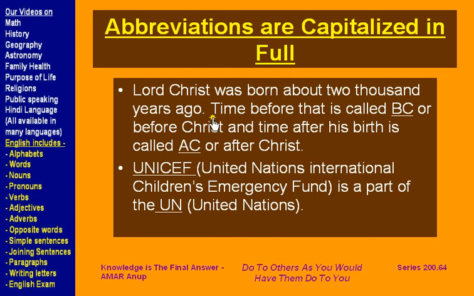Here is an example. Lord Christ was born about 2000 years ago. It is now 2014. Time before that is called BC or before Christ, and time after his birth is called AD or after Christ. So BC and AD are capitalized. Another example, UNICEF, or in the bracket United Nations International Children's Emergency Fund, is a part of the UN. UN stands for United Nations. So UNICEF and UN both are capitalized.